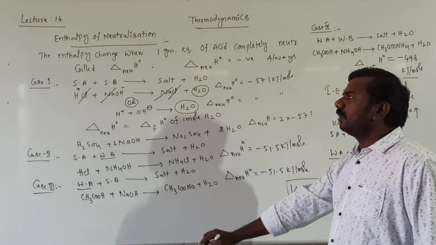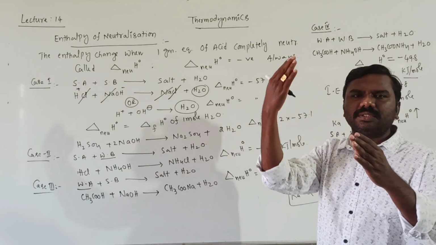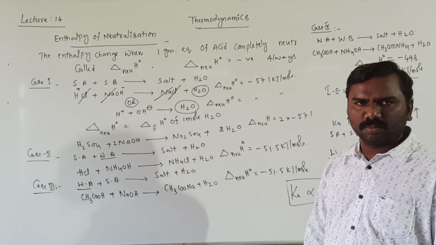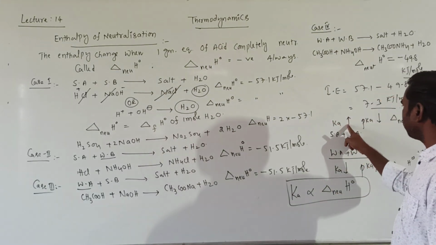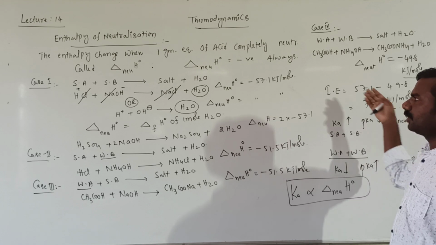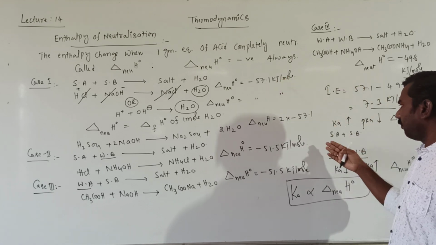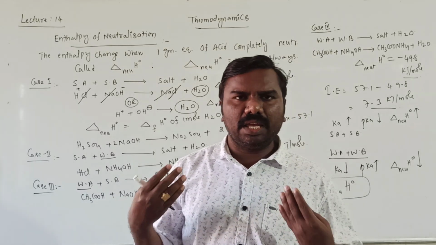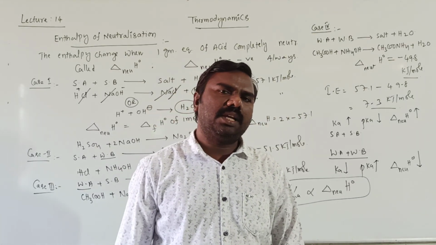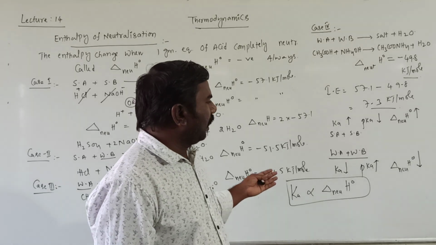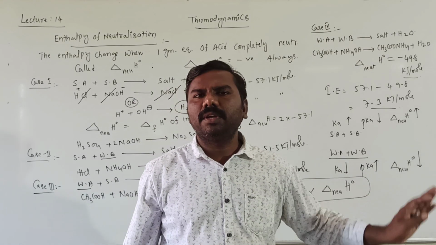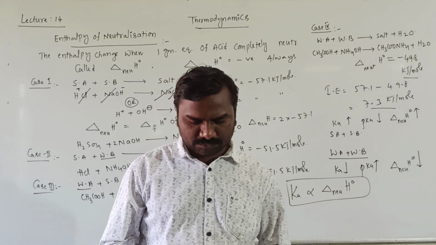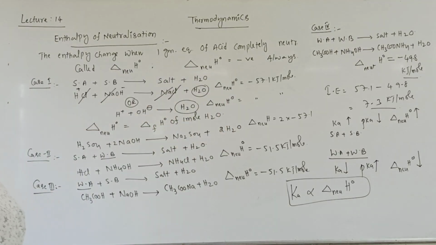Very, very important. For strong electrolytes, the dissociation constant value is more, so there is more dissociation. That's why there is more enthalpy of neutralization, more energy released. For weak acids and bases, dissociation is less, Ka value is less. Obviously, a lower Ka value means the enthalpy of neutralization is also less. Right? This is enthalpy of neutralization.